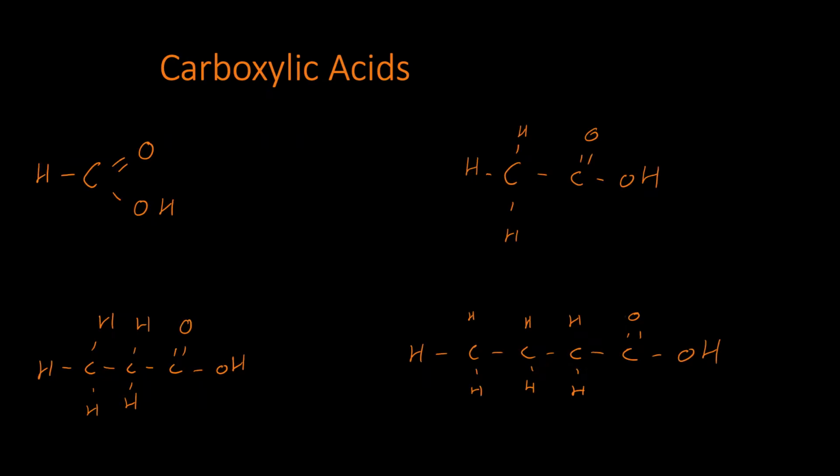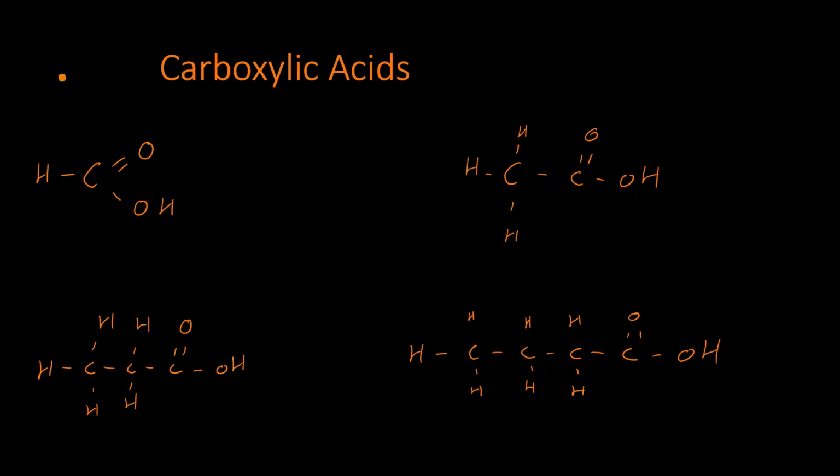Now, carboxylic acids have the COOH functional group. But what does that actually look like? Well, it looks like this. I'll just draw it bigger. It's carbon, which is doubly bound to an oxygen and then singly bound to an OH. And that OH, as you would have guessed, is just like an alcohol OH.